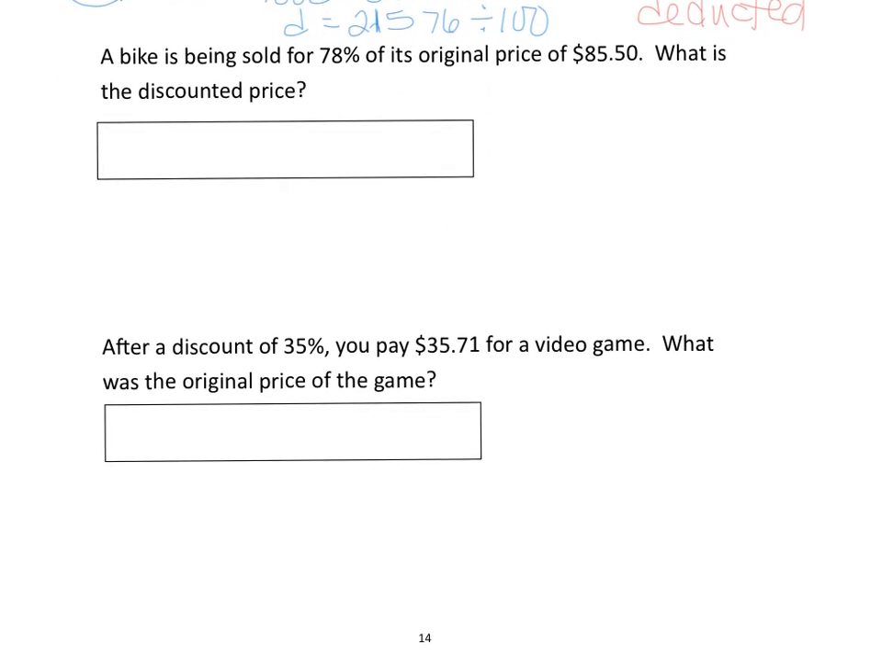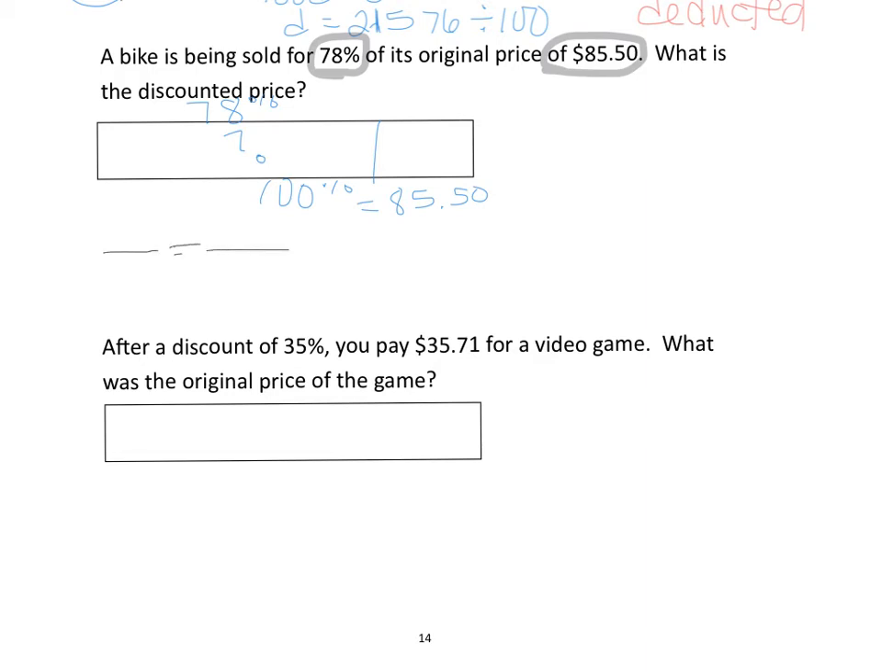The second one on page 14, a bike is being sold for 78% of its original price of $85.50. What is the discounted price? A bike is being sold for 78% of $85.50. What is the discounted price? We know that this bar represents 100%, and it's being sold for 78% of the original price, which is $85.50. So this is where we're asked about.